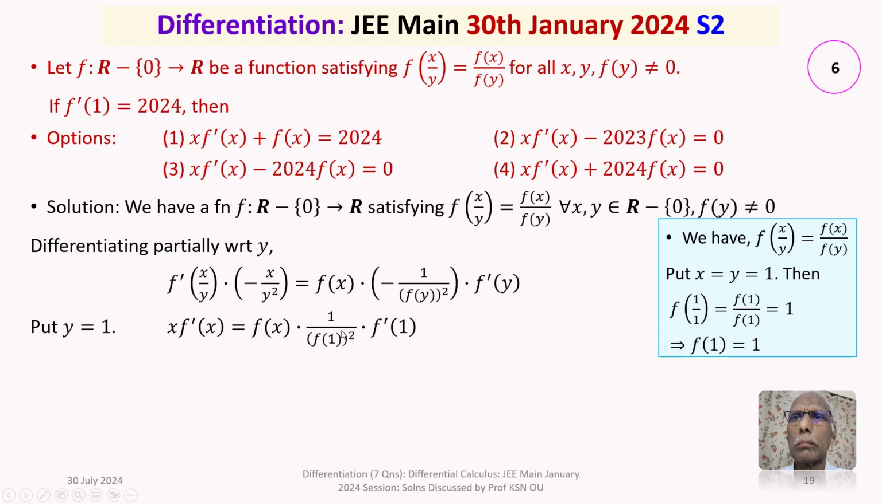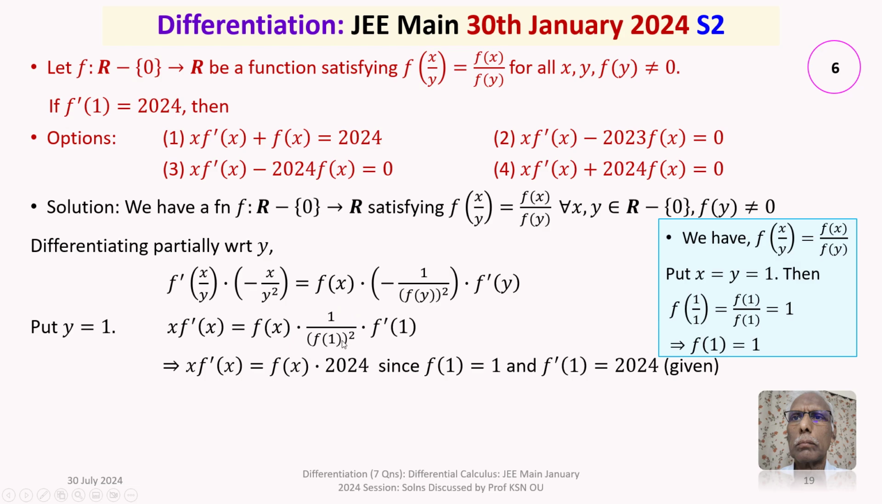Substitute here. So you will get x times f prime x is equal to f of x into 1 by f of 1 is 1 square into f prime 1 is 2024. It is given to us. So now rearrange the terms, then you will get x into f prime x minus 2024 into f of x is equal to 0. Let's look at our options. So our answer appears against option 3. Therefore, the answer to this question is option 3.